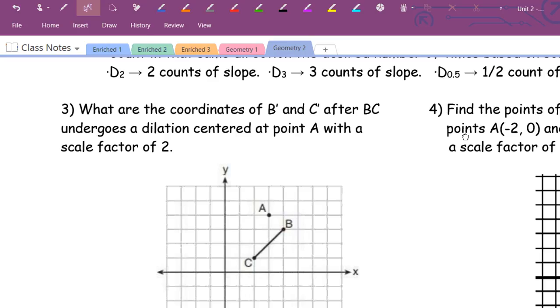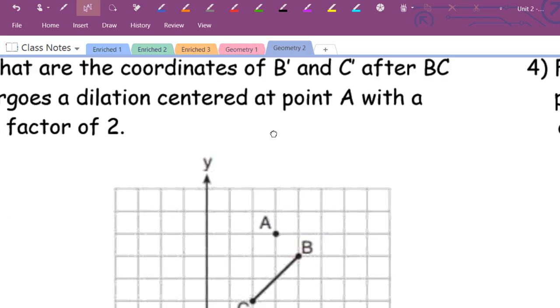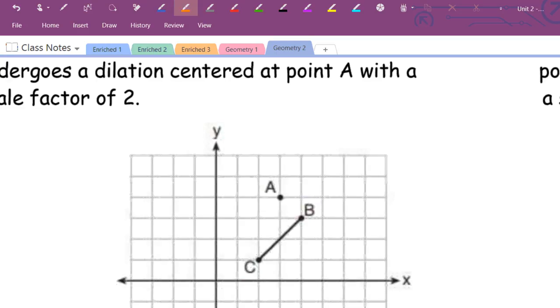What's our scale factor that we're dilating by? 2. So let's count from A to B. To go from A to B, I have to go to the right one and down one. I'm going to dilate by a scale factor of 2. So how am I going to get to B prime? We double the distance to B. So I went to the right one and down one. What do you think I'm going to have to do if I double those distances?